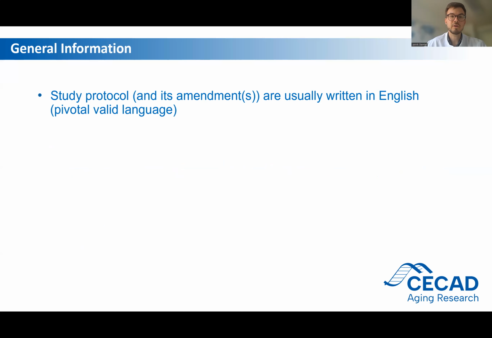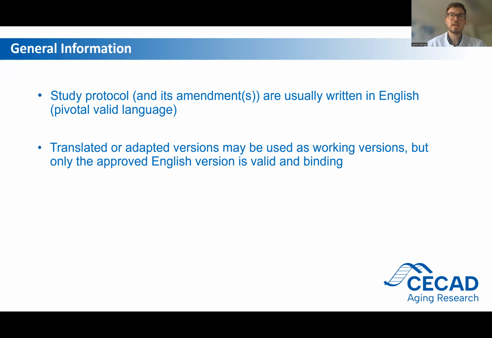The study protocol and its amendments are usually written in English, which is the pivotal valid language internationally applicable for clinical trials. It is also allowed to translate or adapt the study protocol to use it as a working version, but only the approved English version is valid and binding. In most cases, however, a summary of the study protocol in the national language is available in the respective countries.